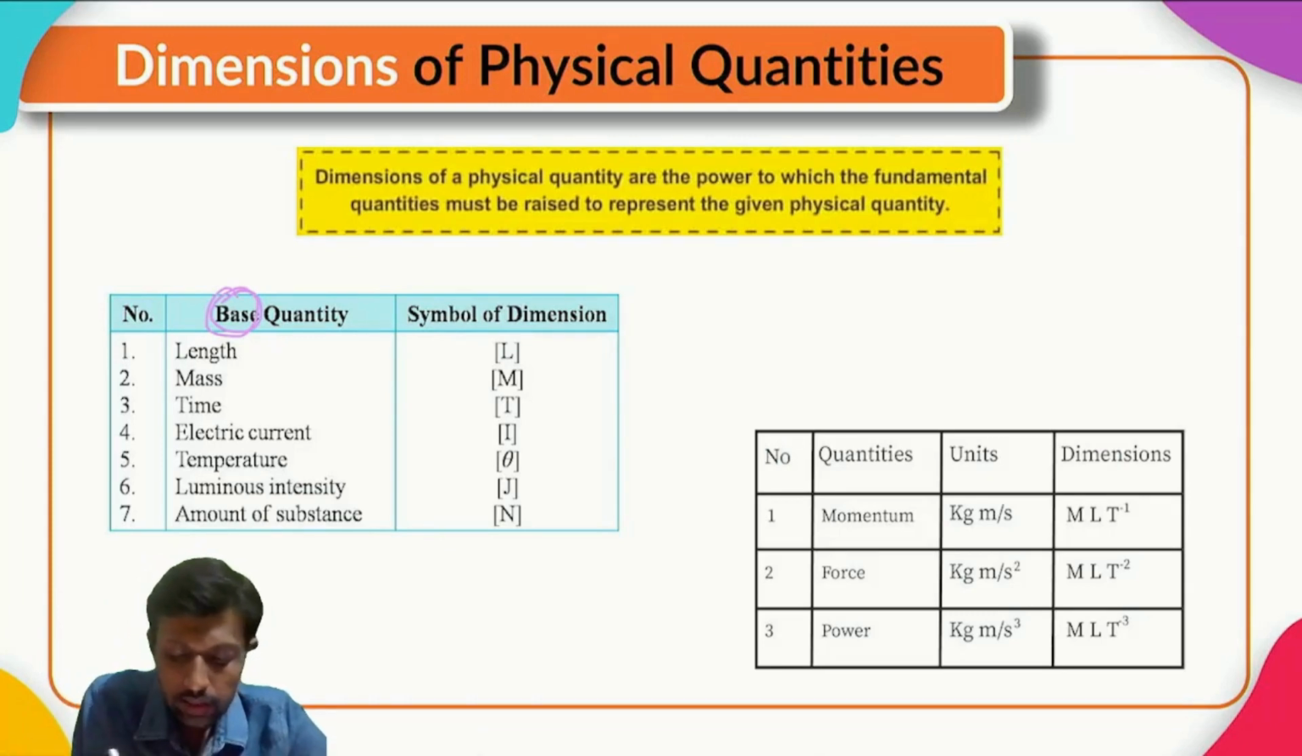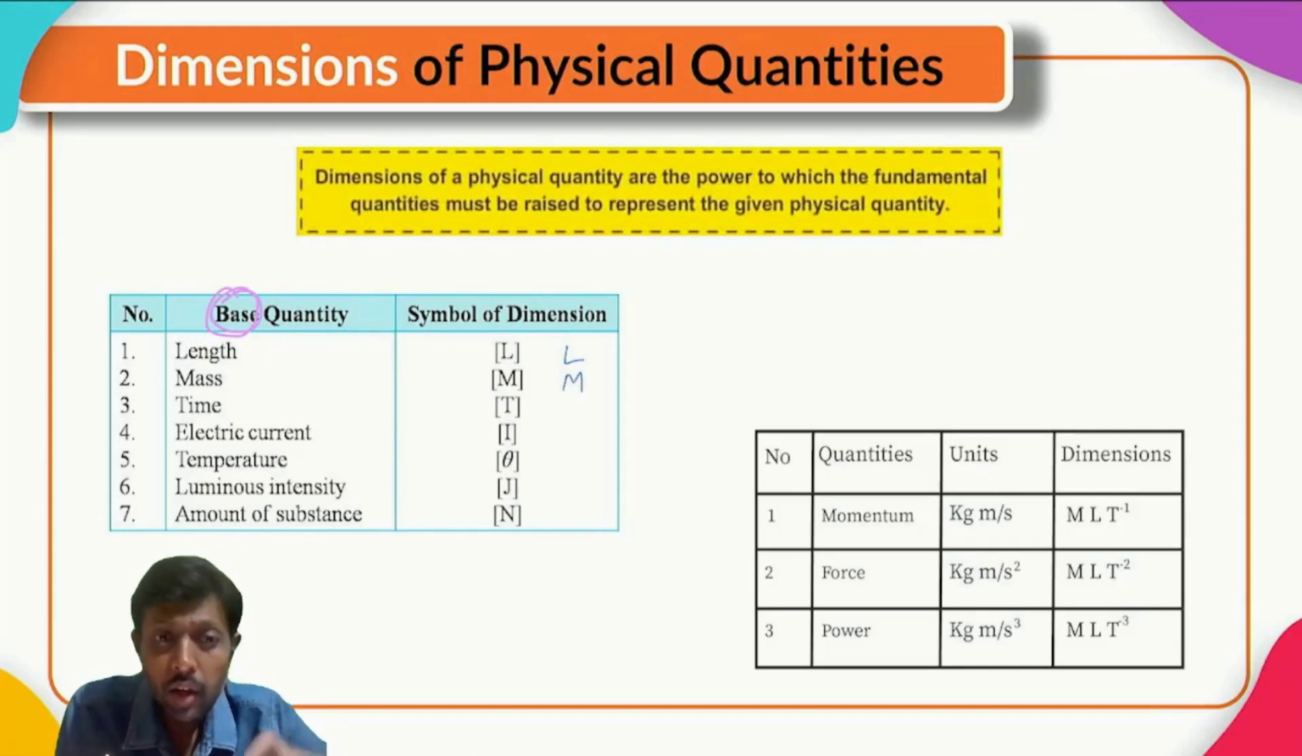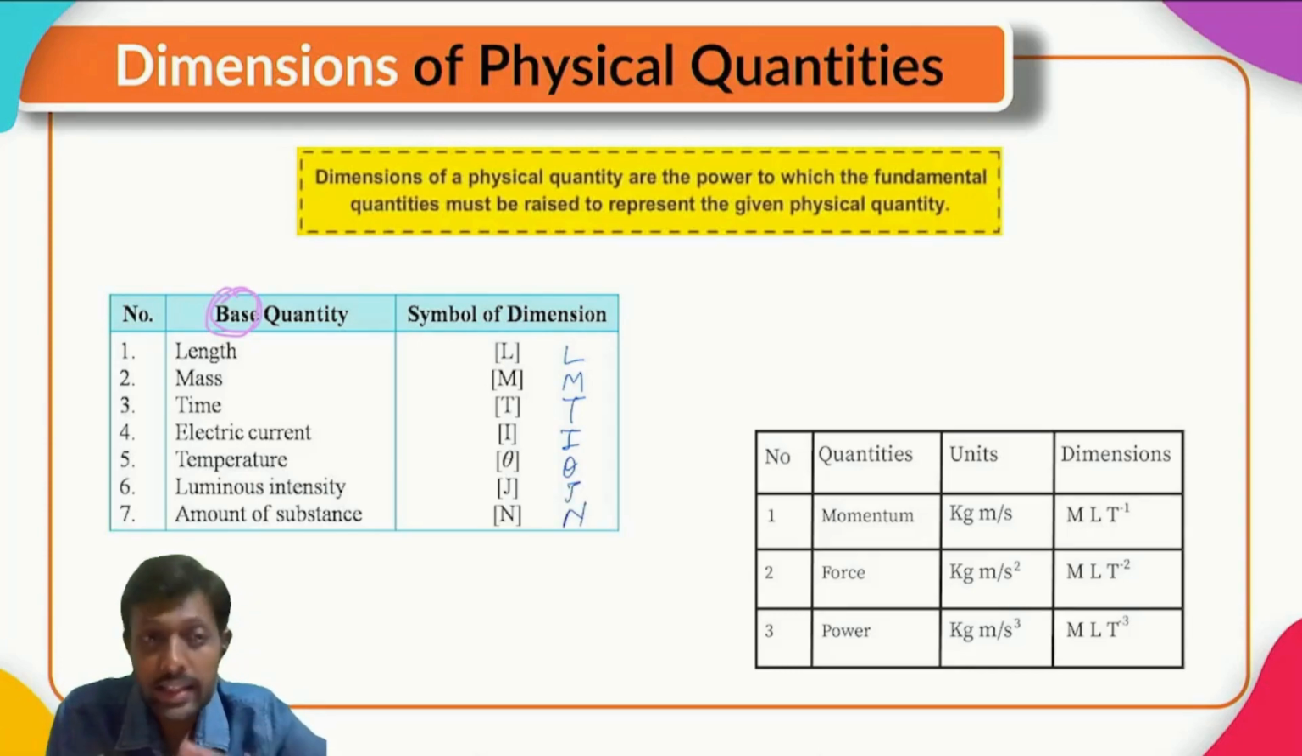So for length, the symbol used is L. For mass, you can see the symbol used is M. For time, the symbol used is T. For electric current, similarly, we have I. For temperature, it's theta. For luminous intensity, it's J, and for amount of substance, which is measured in moles, it is N. Now, these are different from their SI units.